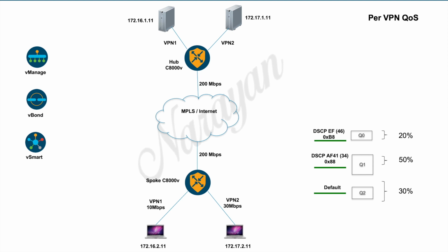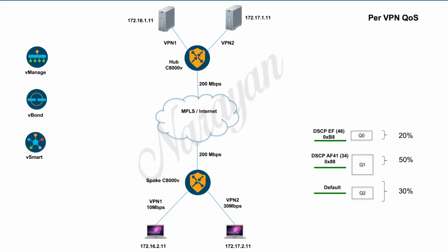Attached is the topology we will use for this demo. We have an SDWAN edge with two service VPNs, VPN 1 and VPN 2, connected to the hub. The interface bandwidth at the edge is shaped at 200 Mbps. Now, we will create a Per VPN QoS policy and restrict bandwidth for VPN 1 to 10 Mbps, and bandwidth for VPN 2 to 30 Mbps.